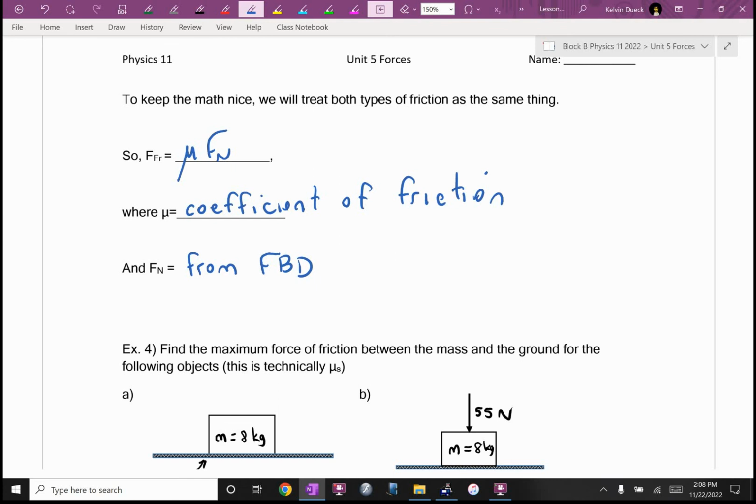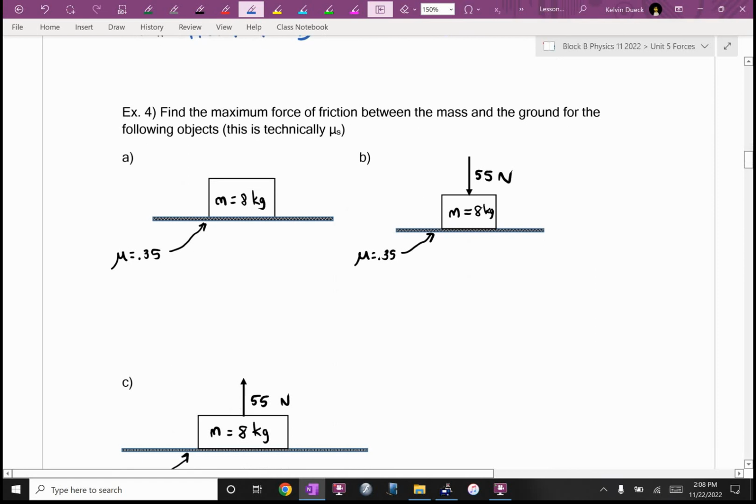Speaking of normal force, let's muck around with it. I've got three questions coming up here, A, B, and C. And if you notice, Ava, B and C have extra vertical forces in them. See it? In one, we're pushing down with an extra 55 newtons. In the other one, we're lifting up with an extra 55 newtons. And it's saying, find the maximum force of friction. Find how hard you would need to pull in order to get it to accelerate. Technically, this is mu static. This is the static coefficient of friction, but whatever. Okay, I'll zoom in on A.